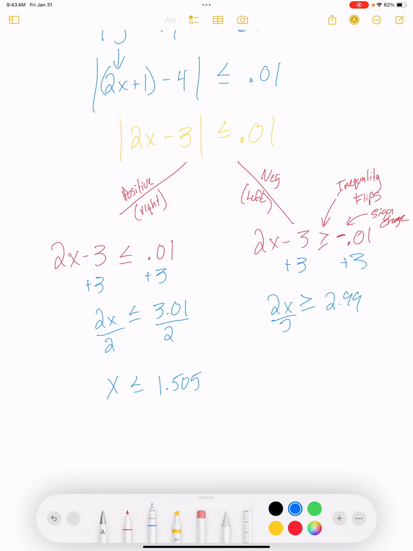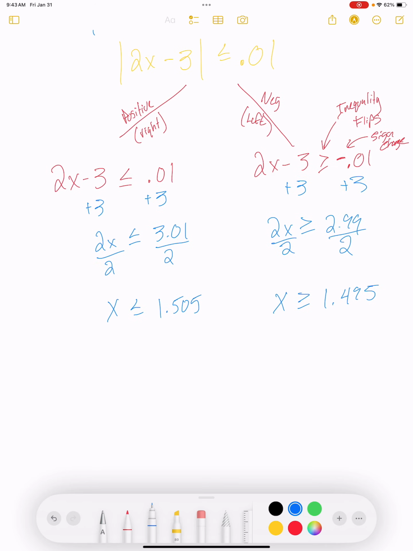And then over here, divided by 2. I'm going straight to the calculator on this one. 2.99 divided by 2 is 1.495. All right, so that can be our weight.